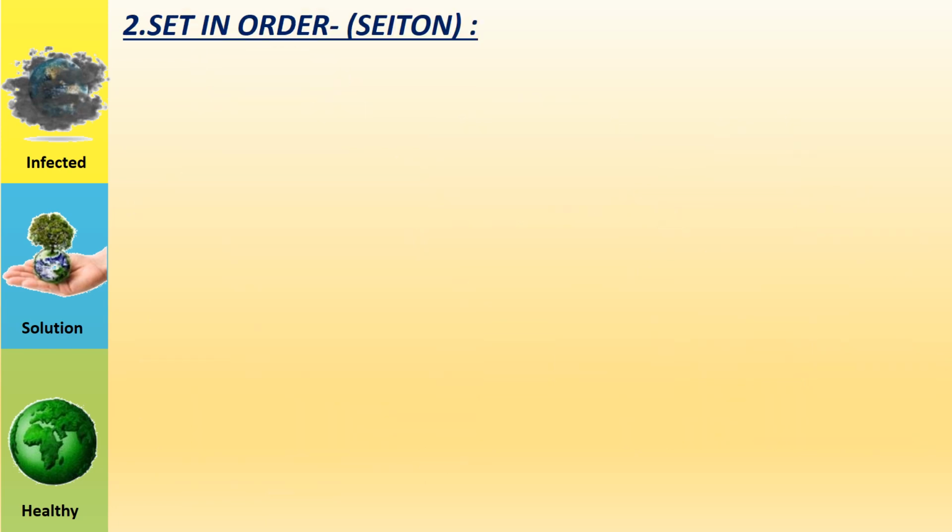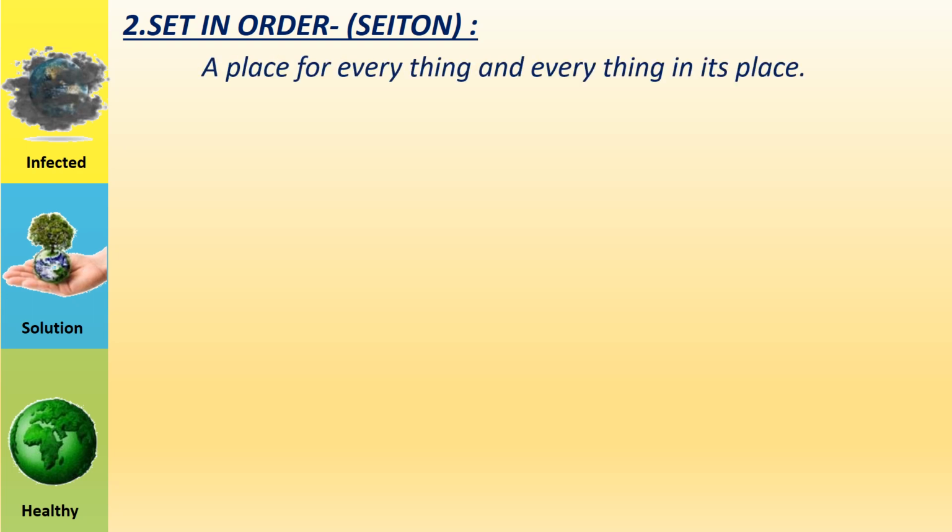Second, we are going to discuss set in order, that is Seiton. First we identified necessary and unnecessary material, and unnecessary materials are kept out in the red tag area, and then what we are going to have is the necessary material. So necessary material needs a place for everything, and everything in its place is called set in order. What are the implementation steps involved in that?